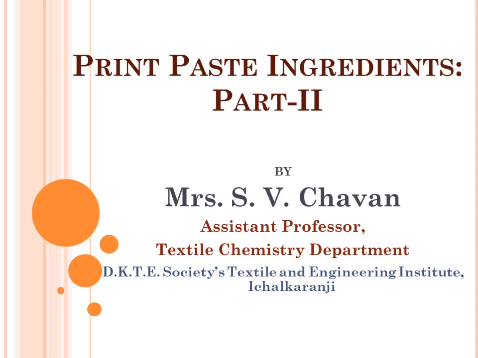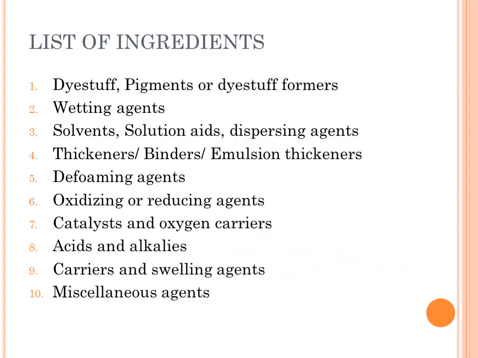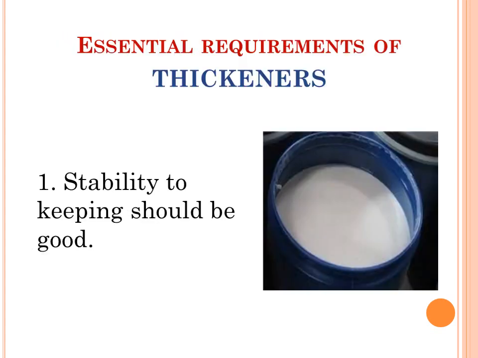Hello everyone. Let us see the print paste ingredients part 2. In the previous video we have seen the ingredients like dyes or pigments, dye formers, wetting agents, solvents, solution aids, dispersing agents and thickeners. We have seen the classification of thickeners. Now let us see the essential requirements of thickeners.